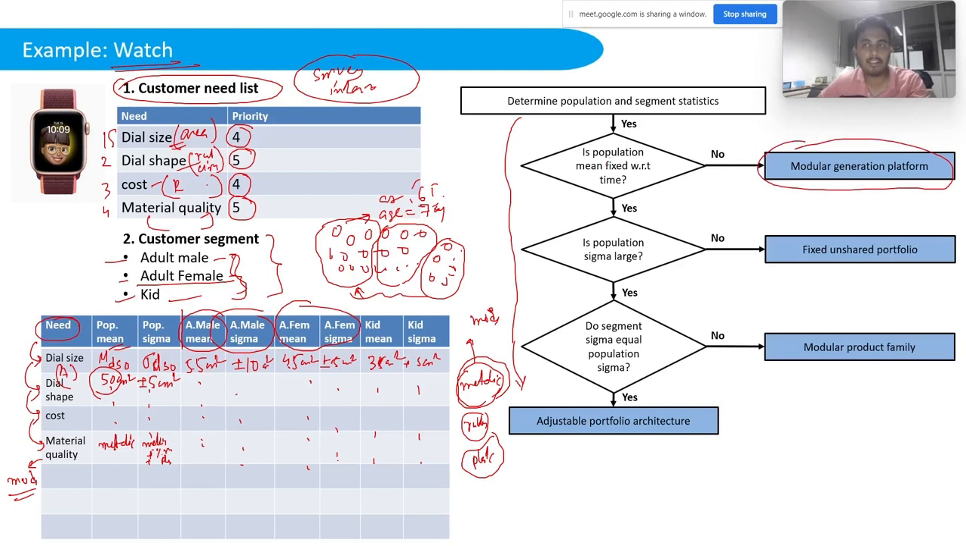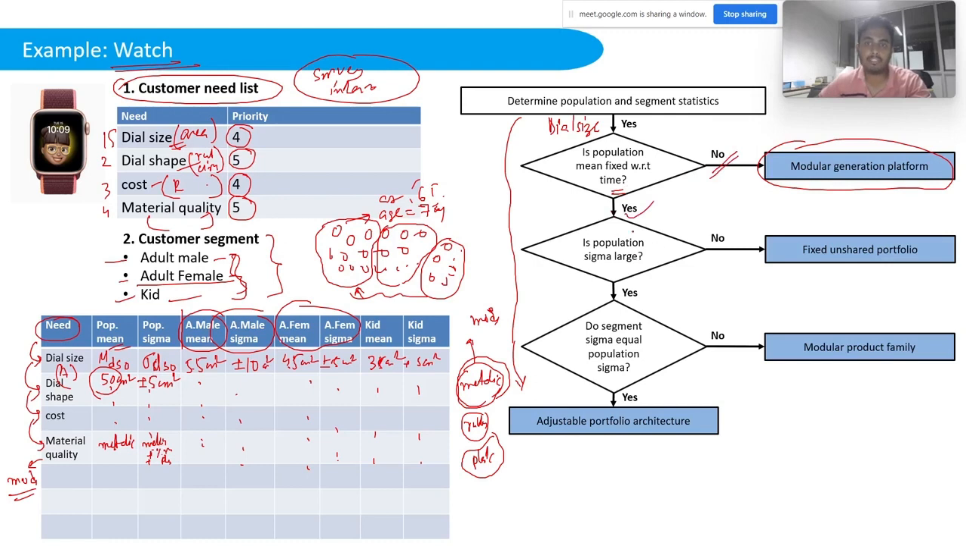Clear? So for example, for dial size, you said the population mean is fixed with respect to time. You take that survey 5 years ago, then 2 years ago, then this year, and you said okay, the dial size did not change. So for dial size, you said it is fixed over time. Is the population mean fixed with respect to time? Yes, it is fixed with respect to time.